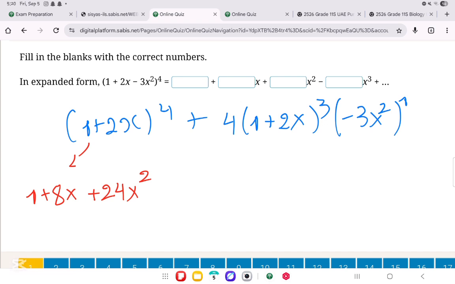So 1 plus 8x plus 24x squared plus 32x to the power of 3. Do we include 16x to the power of 4? No, because we don't need anything to the x to the power of 4.